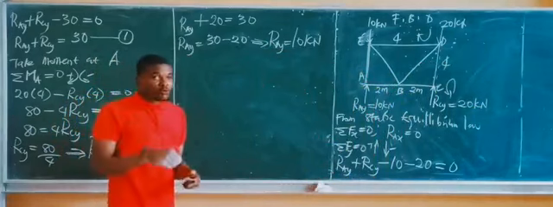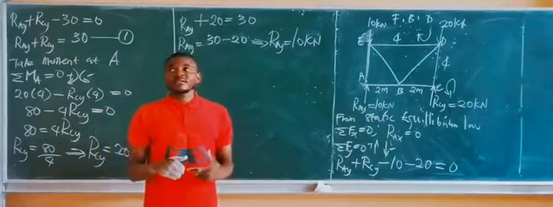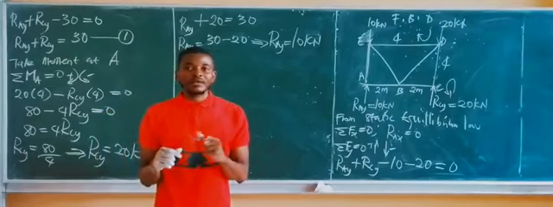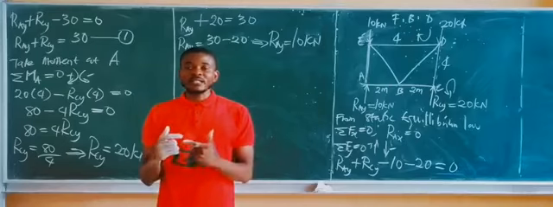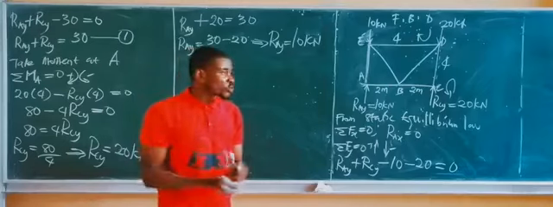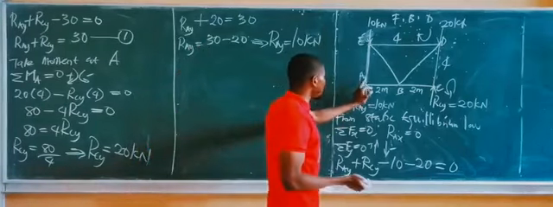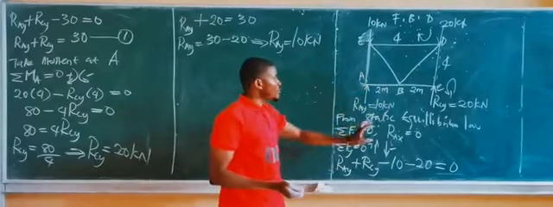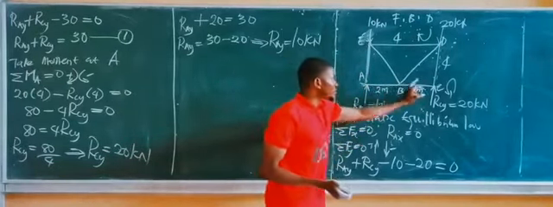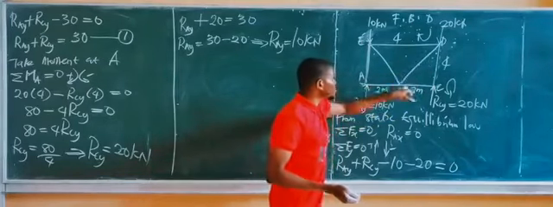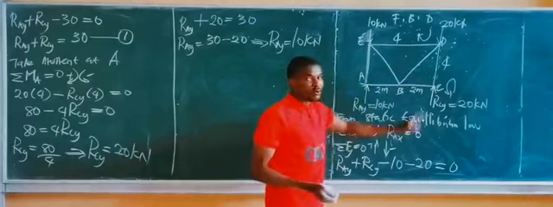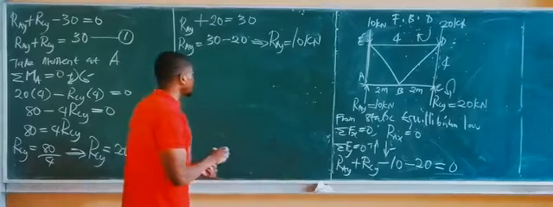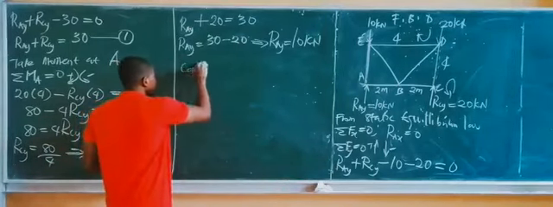So we can now start the joint method. If you want to start the truss analysis using the joint method, go to the joints that have the least number of members, because the number of members in each joint determines the number of unknowns. At joint A, I have just 2 members, A to E and A to B, so just 2 unknowns. But at joint B, I have B to A, B to C, B to E, and B to D, which is 4 unknowns. So start with joints that have the least members. Let's consider joint A.